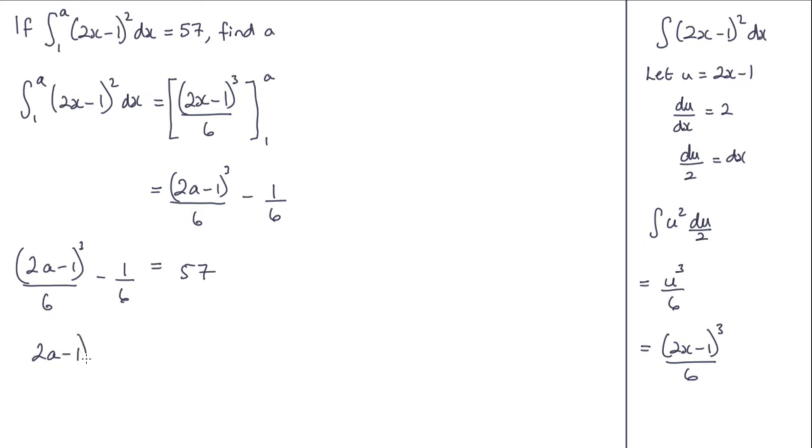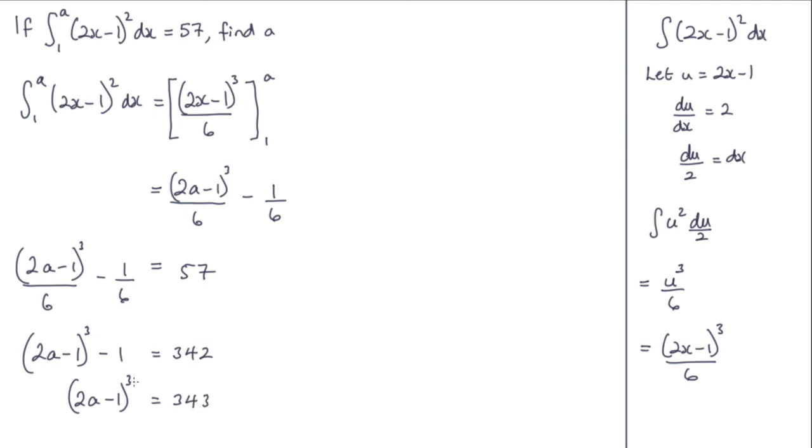So (2a minus 1) cubed minus 1. 6 times 57 is 342. Now we can add 1 to both sides. So (2a minus 1) cubed is equal to 343.